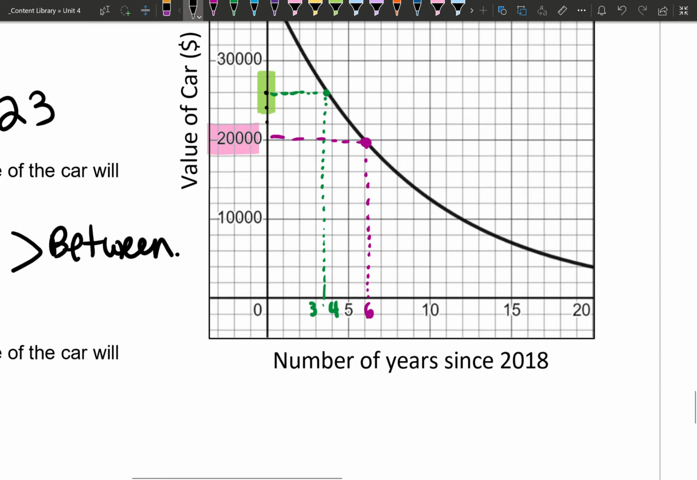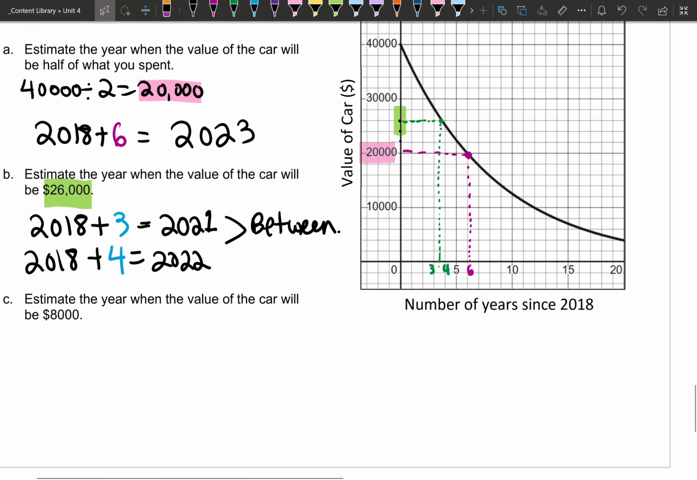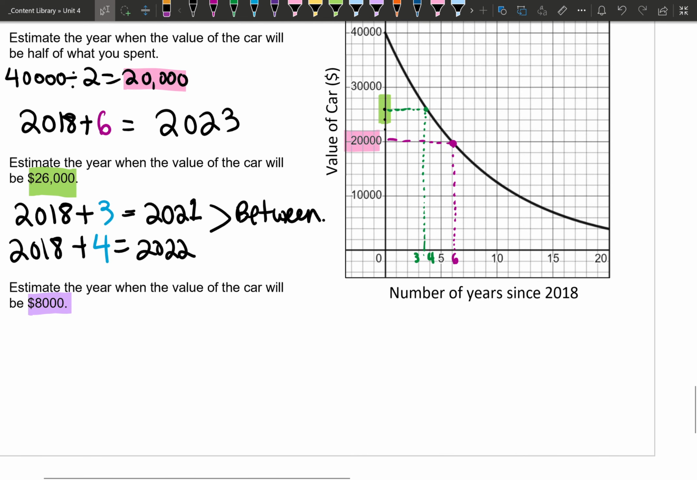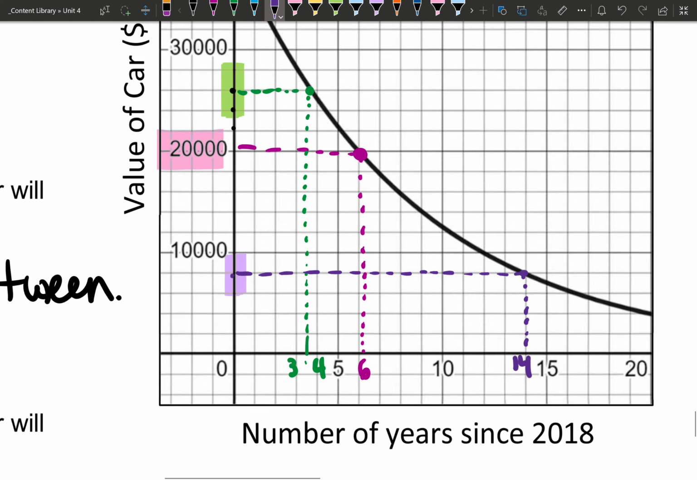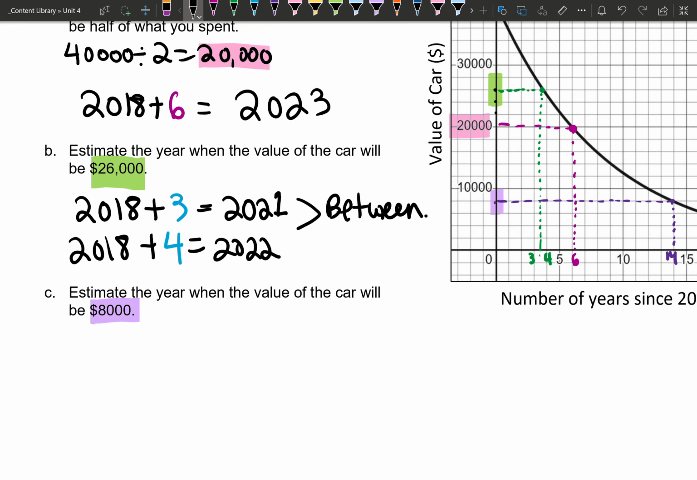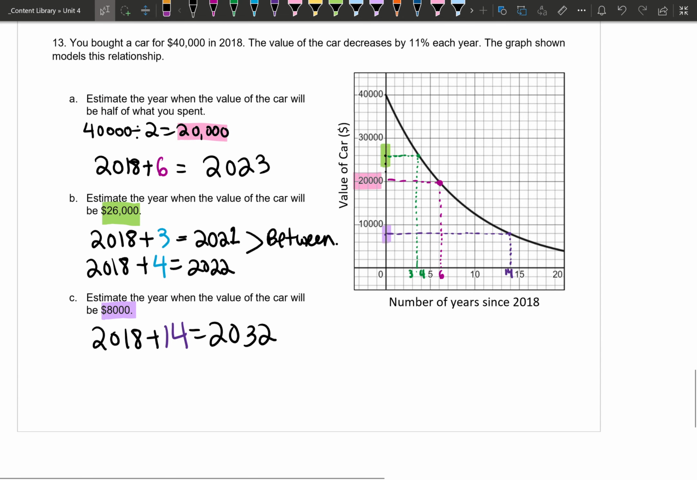Okay. Last one, letter C. Estimate what year will the value of the car be 8,000? Well, let's see. Let's color code 8,000. Purple. 8,000 is right below 10,000. It's this one right here. Let's see where it hits our graph. That looks like it's 14. Okay. Well, to find out, we do need to do 2018 plus 14, which is 2032.